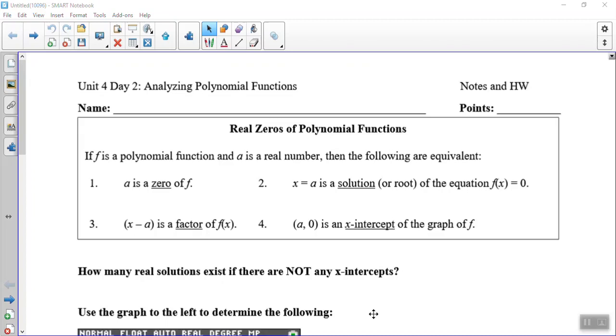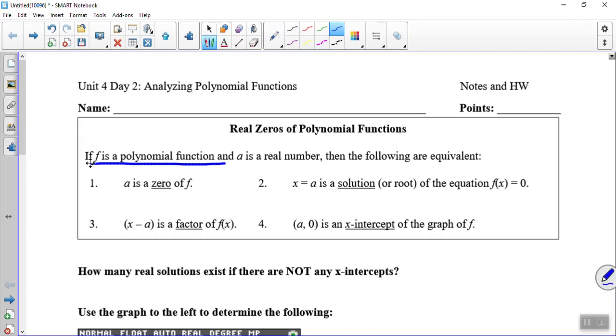All right, so this first box here should be a review of what we did in quadratics. This is all in general terms. We'll have more practice with this in the classwork. This is all if f is a polynomial function, or for any polynomial function, all four of these are true. If a is a zero of f, or if a is a solution or root, x minus a is a factor.